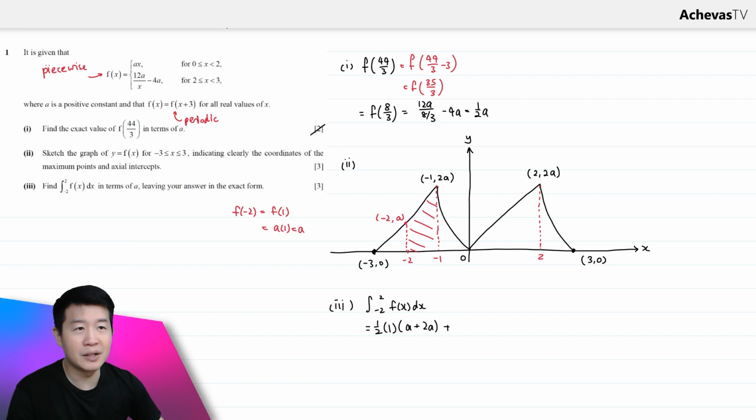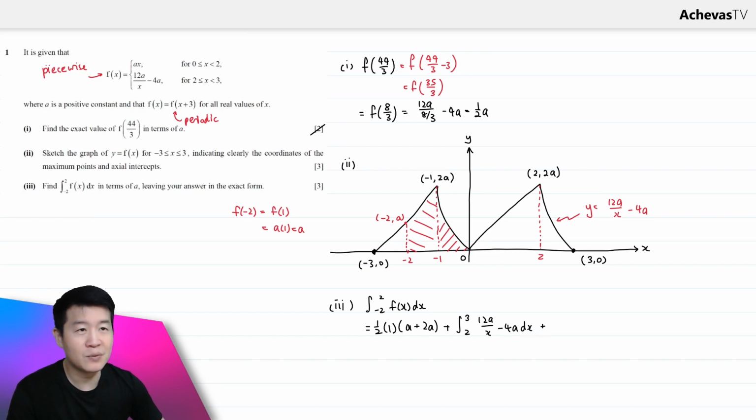Then plus another area that I'm going to be working on will be this area here. As for this area, we don't really have the graph for this region, but we do have the graph for this region here. And we know that this region is exactly the same as this region. So for us to find the area of this, let's try to find the area of this region, which is bounded by the curve y is equal to 12a over x minus 4a. It is from 2 to 3, we have this graph. So this will be integrating from 2 all the way until 3. It is going to be the same as this region of 12a over x minus 4a.